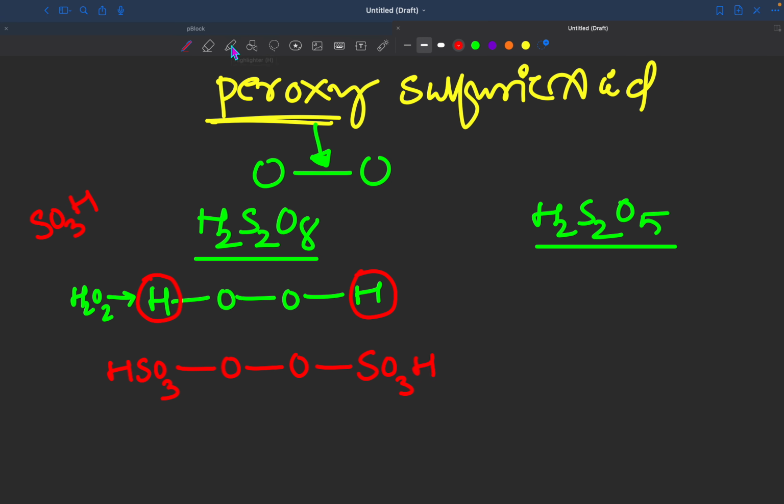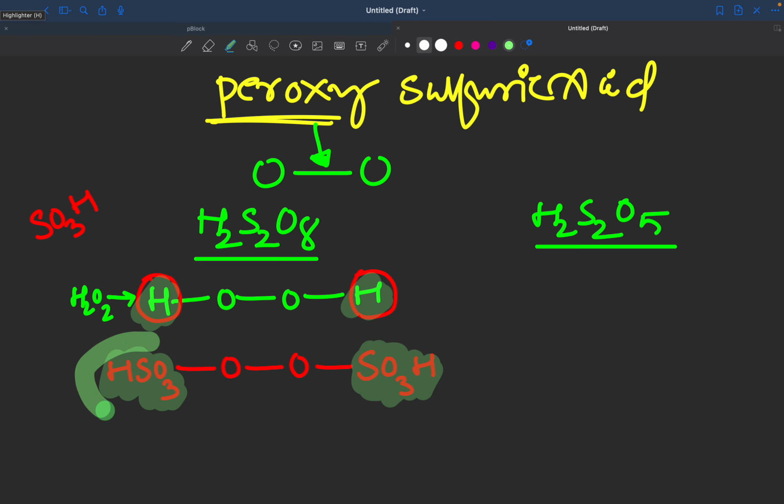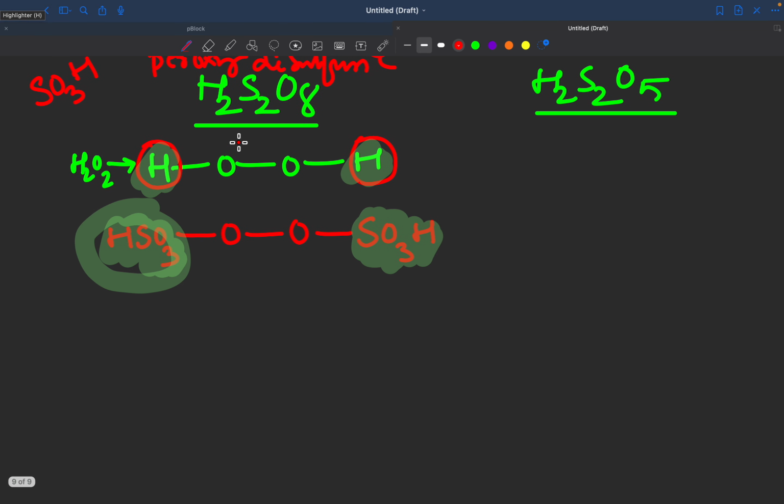You can see the difference here. Here you have hydrogen, here you have SO3H. Here you have hydrogen, here you have SO3H. This has been replaced. Since two SO3 groups are connected to one peroxy bond, that's why you call it peroxy disulfuric acid. So this is known as peroxy disulfuric acid, right? I will try to draw the structure of it.